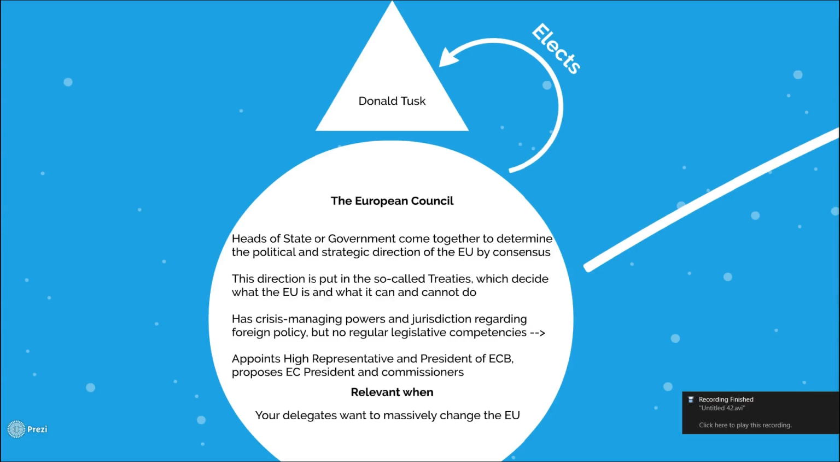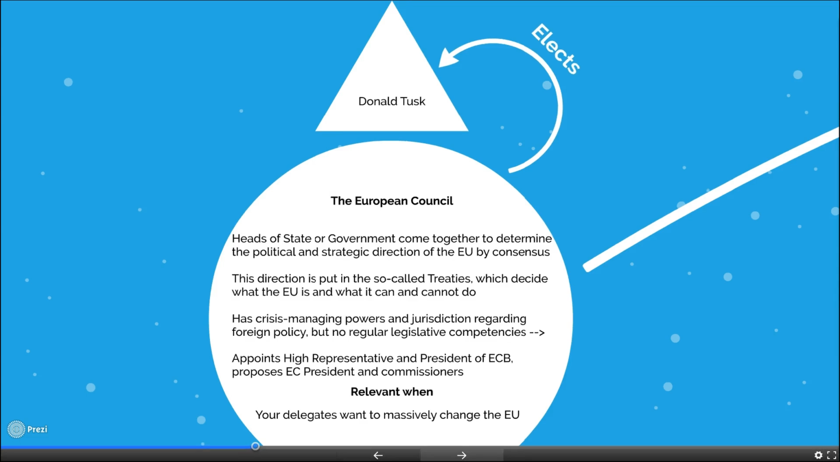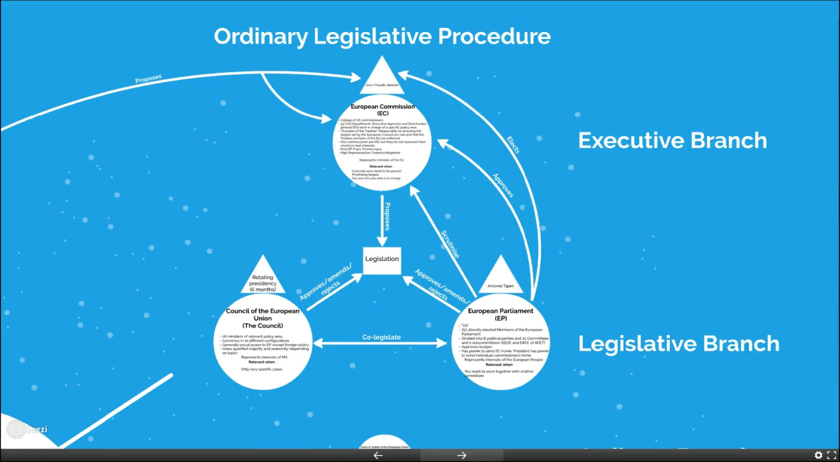Within EYP, the European Council is mostly relevant when your delegates want to carry out a very big change to the European Union. However, do keep in mind that such changes are very difficult to actually carry out, and you're always better off trying to achieve a different result with your committee. As I mentioned before, the Council doesn't have any legislative powers. The ordinary legislative procedure is as follows. The European Commission proposes legislation. The European Parliament and the Council of the European Union can then together approve, amend or reject this legislation.